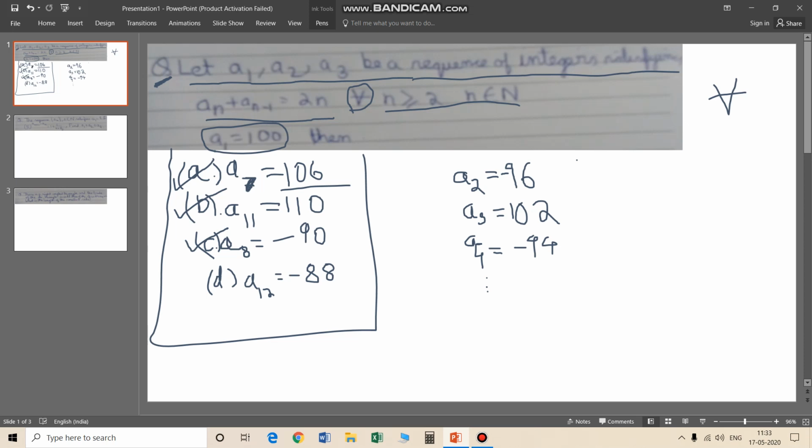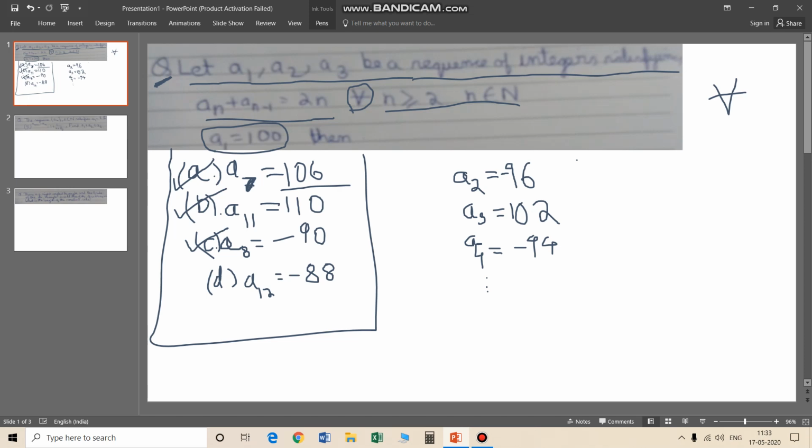A2 is minus 96, A4 will be minus 94. You can use the AP formula also, because it's a small subscript. I am giving you direct examples. The AP formula, a plus n minus 1 into d, you can use that formula also. But here, with very small subscripts, using that formula would be very time consuming.